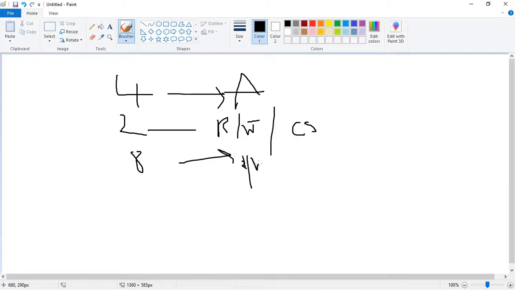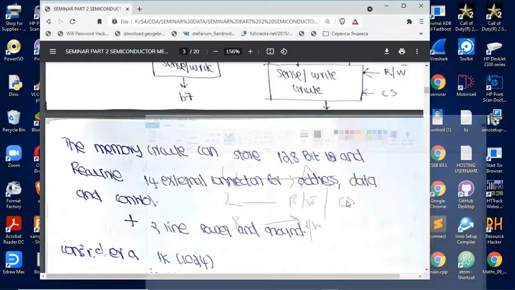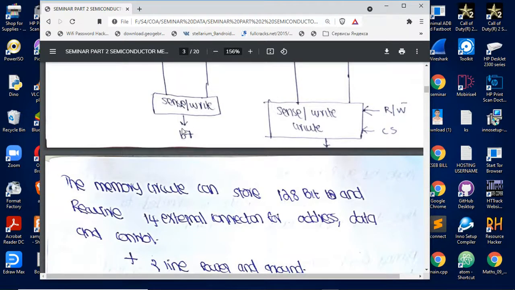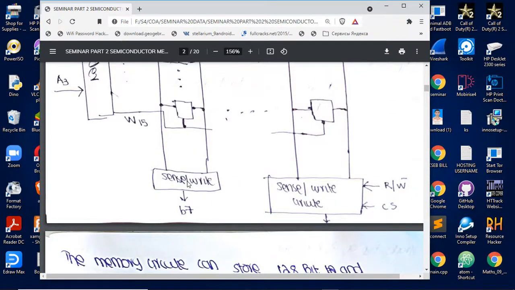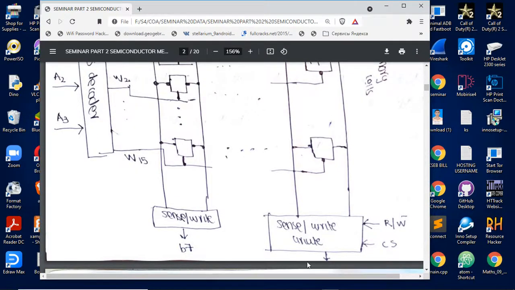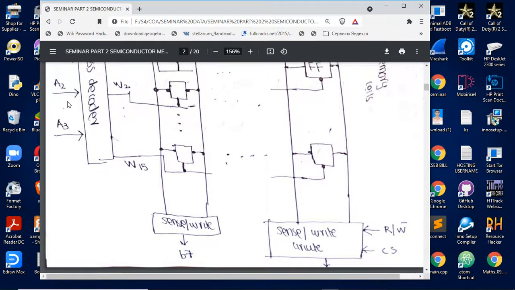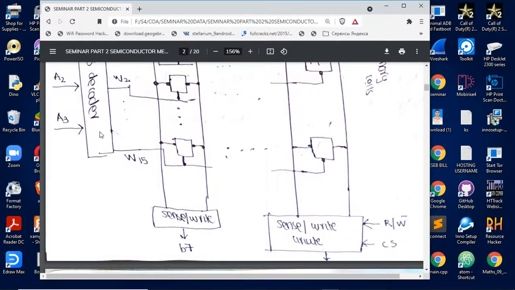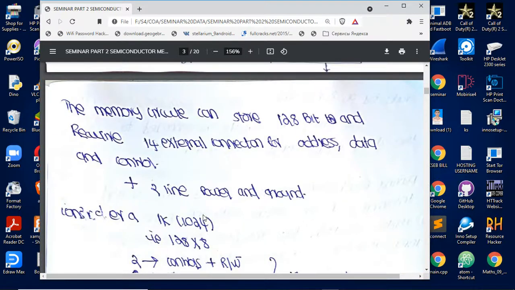read and write circuit. This is for B7 and this is for B0, and each circuit has a control line. So for that there will be 8 lines beneath here, and 4 here and 2 here, so totally 14. Okay, that's how the whole external connections work.